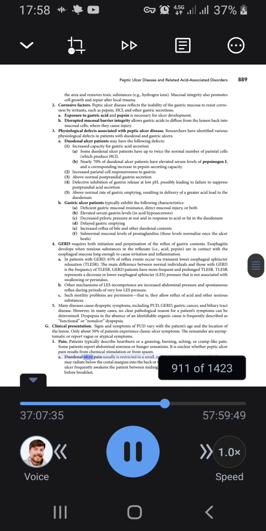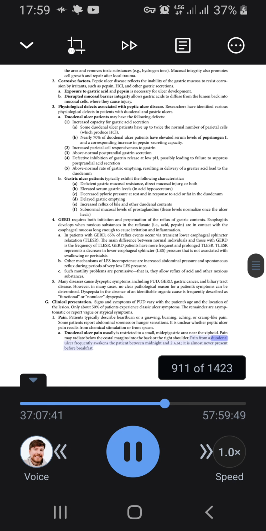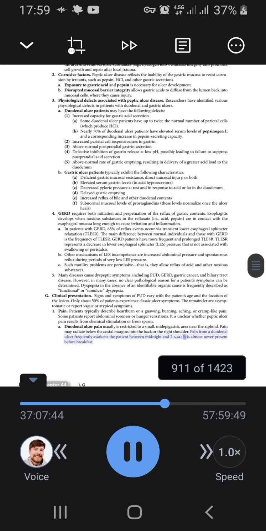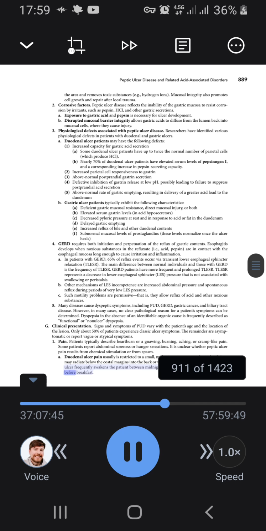A. Duodenal ulcer pain usually is restricted to a small, mid-epigastric area near the xiphoid. Pain may radiate below the costal margins into the back or the right shoulder. Pain from a duodenal ulcer frequently awakens the patient between midnight and 2 a.m. It is almost never present before breakfast.